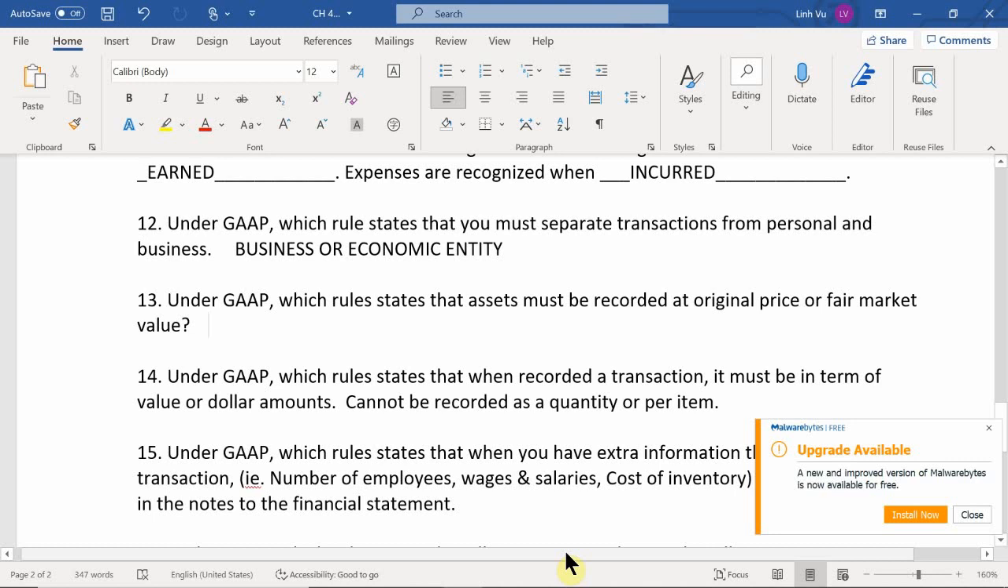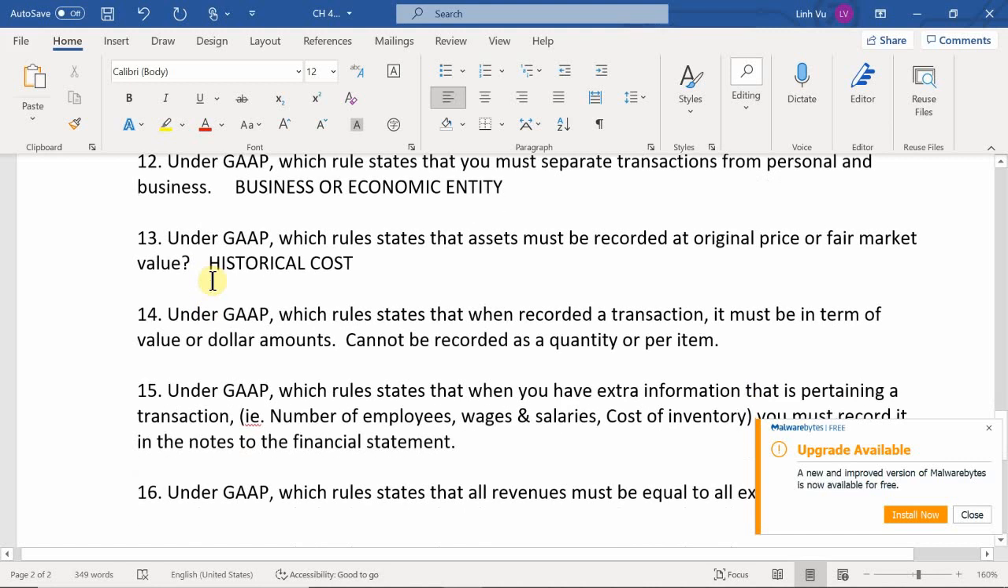It's a constraint convention. Remember, I'm not going to test you on constraints and conventions. Look at your basic principles. Historical cost, yes, right? That rule states that you have to record your assets at historical cost, meaning the day that you purchase it, the fair market value.